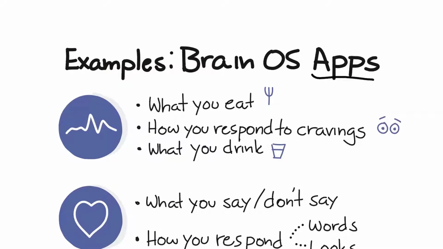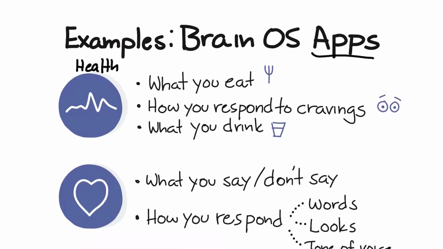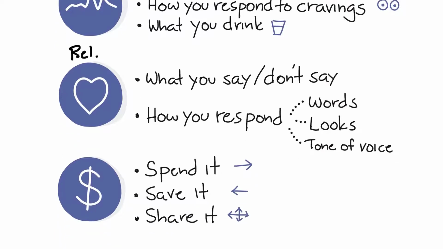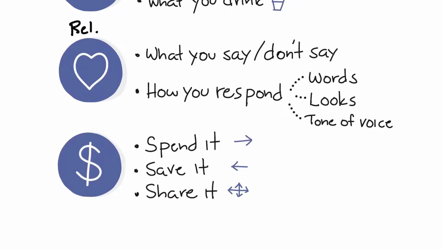So your Brain OS has apps for such things as your health, such as when you eat, what you eat, or how you respond to cravings. It has apps for relationships, what you say and don't say in certain situations, or how you respond to certain words, certain looks that you might get, or a tone of voice. And there's an app for money, how you spend it, how you save it, and how you share it.